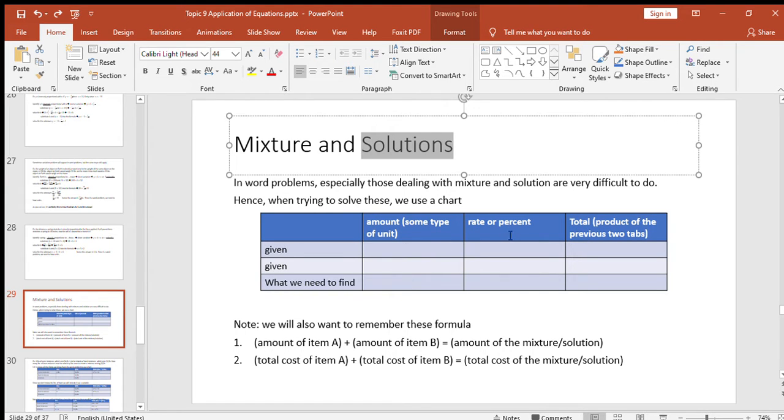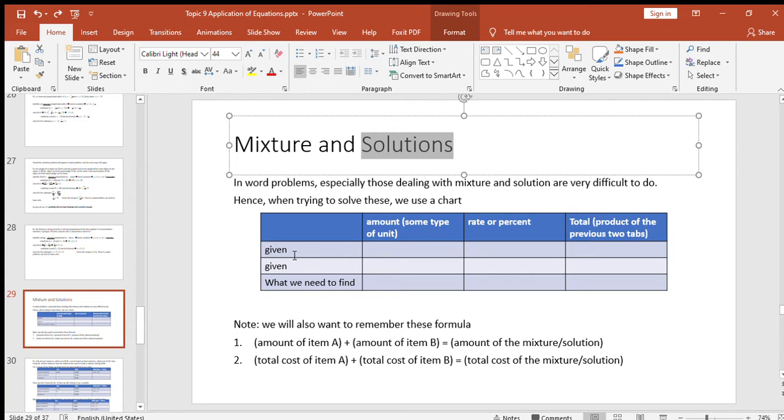Our third column is rate or percent. Rate deals with mixture, percent deals with solution. Our rates will be given to us most of the time, so we don't look for that. And our total will not be given to us, but will be derived from the previous two columns. To find the total, you multiply the amount times the rate or percent, and you get the total.